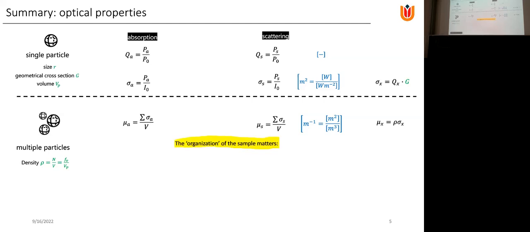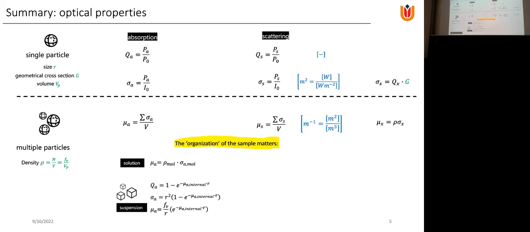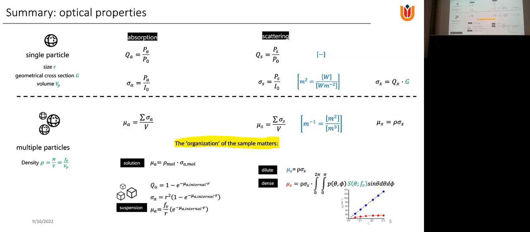But we also saw that it really matters how the sample is organized. In case of absorption, if the absorbing molecules were contained inside the particles, we found a different absorption coefficient compared to when the molecules were in solution. That's what we discussed in the first lecture. And the last time we discussed what happens with scattering. If there's organization in the sample, because the particles cannot take random positions anymore, you also see the effect.